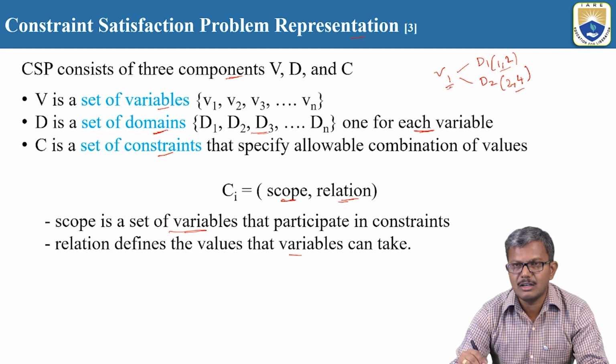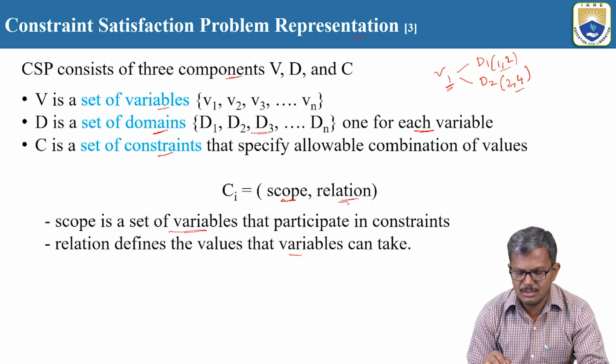Just now we said, if we are talking about this v1 variable, if it is related to d1 and d2, and v1 can take only 1, 2 or 2, 4, then who is going to decide these things? By using this relation.